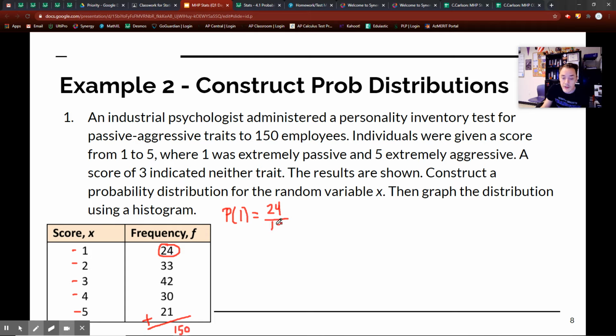So I take 24 divided by 150. What does this equal? This approximately equals 0.16. How did I get that? I literally just plug it into my calculator.